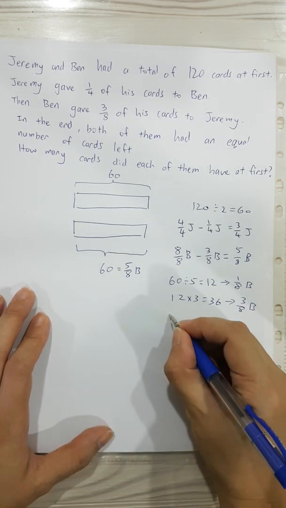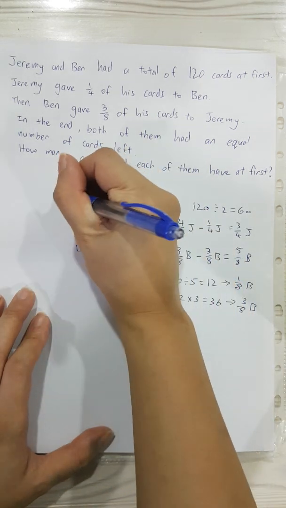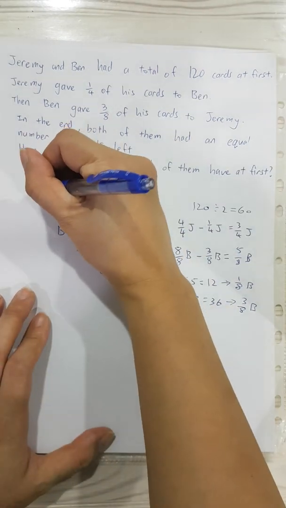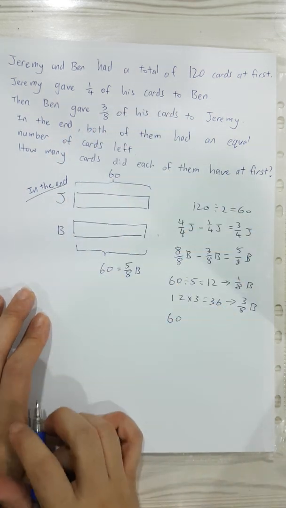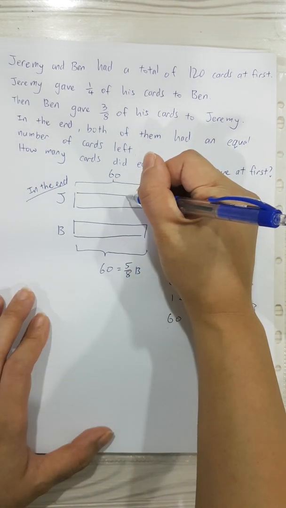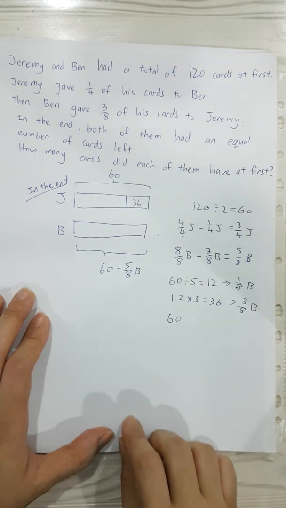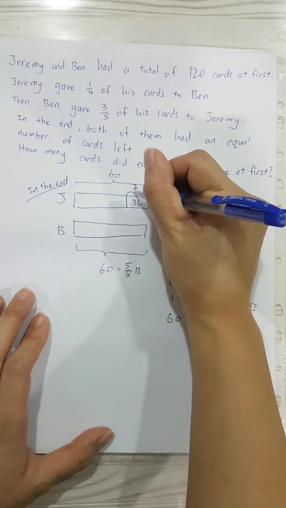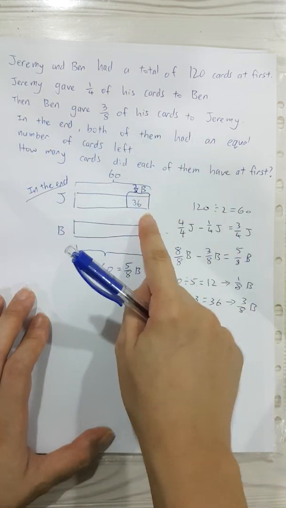Okay, so what happens is this. You have your 60. Let's say this is what Jeremy had in the end, and this is what Ben had in the end. Why in the end? Because both 60, 60. Okay, so out of this 60, I cut, there will be 36. What is this 36? It is 3/8 that was taken from Ben, because Ben gave 3/8 of his cards to Jeremy.